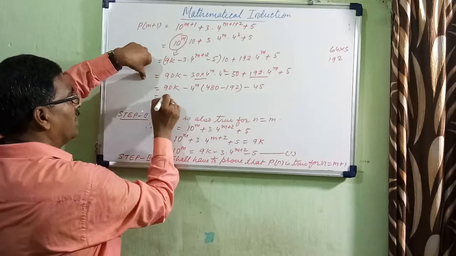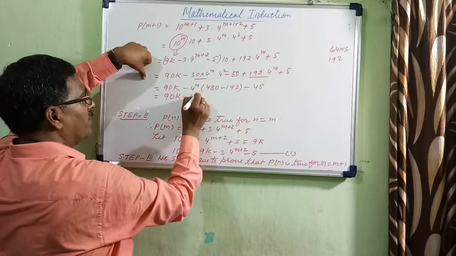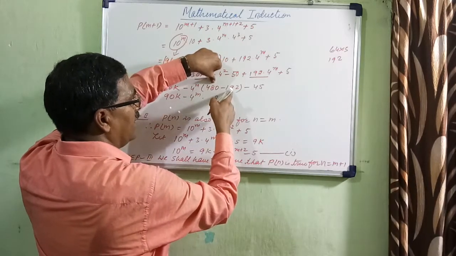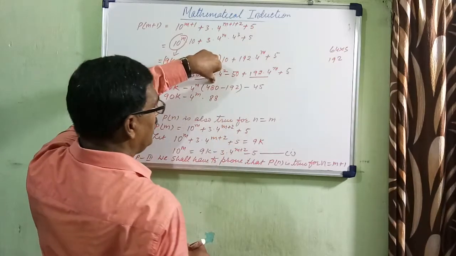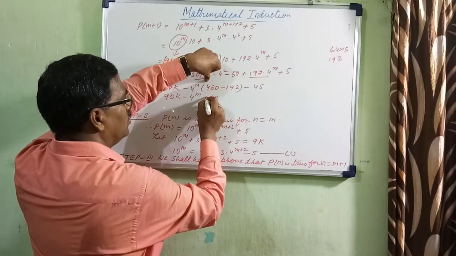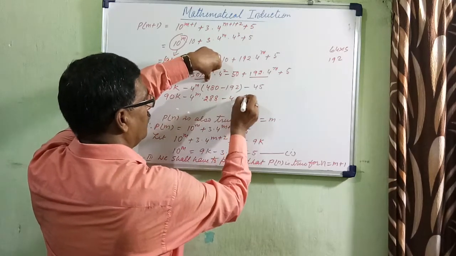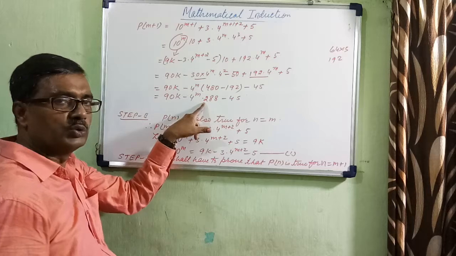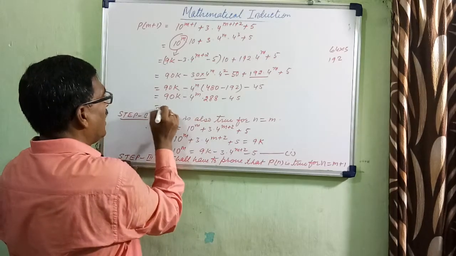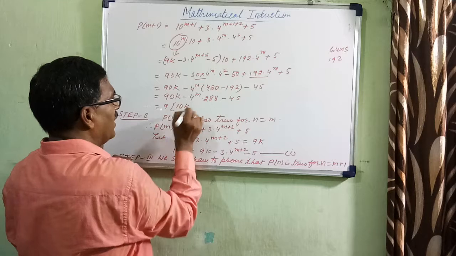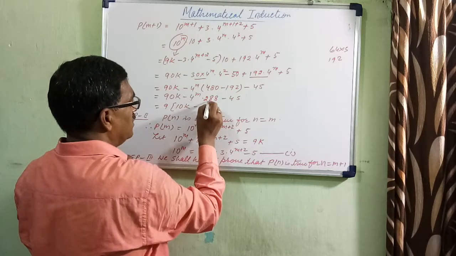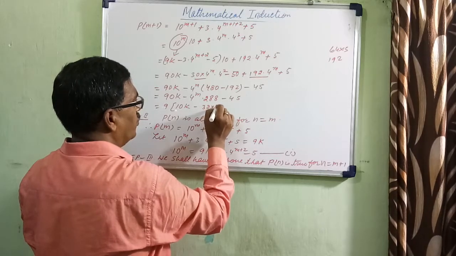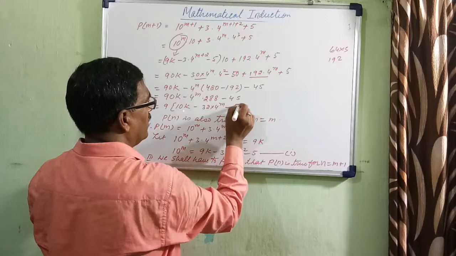So therefore 90k minus 4 to the power m into 10 to 8, 17, 9, 8 and 3, 1, 2 minus 45. Look at here. Is it divisible by 9 or not? 8, 8, 16 plus 2, 18. So you take out 9 as a common factor. 10k minus 9 3s are 27, 9 2s are, and into 4 to the power m minus 5.